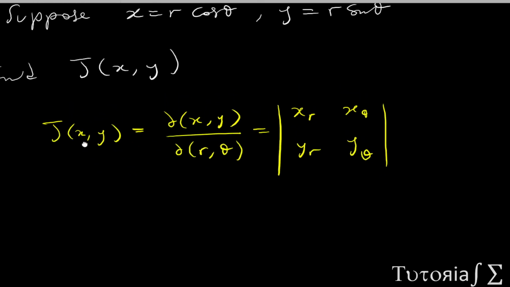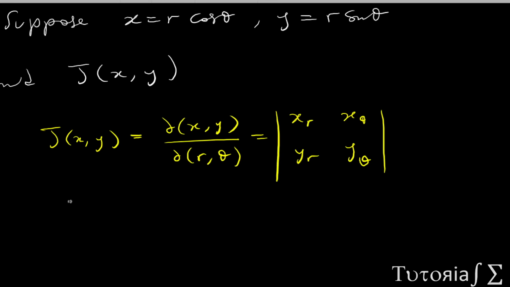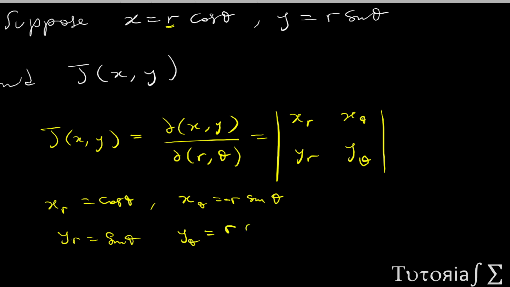Then from here we simply find the derivatives. X with respect to r: we are differentiating with respect to r, so we're just differentiating r here, which will just be cos theta. X with respect to theta: r is a constant, so that will be negative r sine theta. Then y with respect to r gives us sine theta. Y with respect to theta gives us r cos theta.